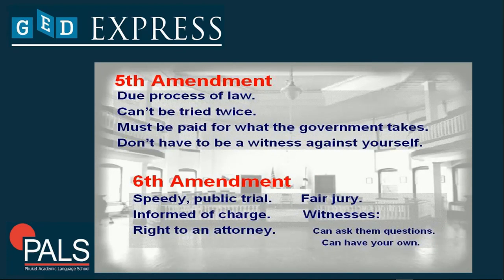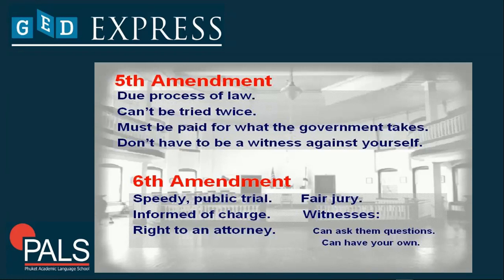The Fifth Amendment, or the due process of law: you can't be tried twice, you must be paid for what the government takes, and you don't have to be a witness against yourself. So it means that you have due process of law. You can get a public or a private lawyer, and you can also have a trial in front of a jury, and you can defend yourself whether you committed a crime or not. You are not allowed to be forced to be a witness against yourself because that's against the law. That's why they provide this Fifth Amendment.